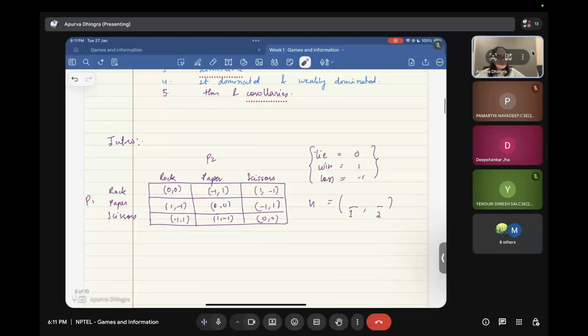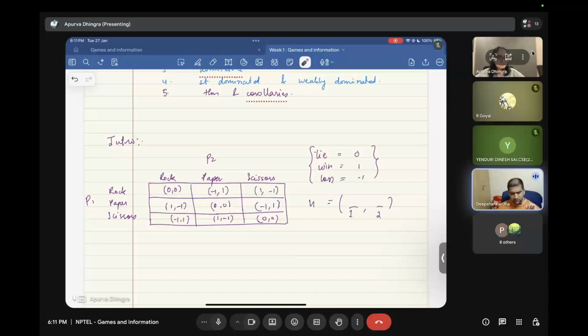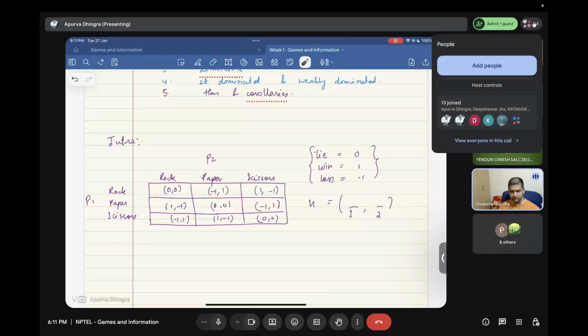Any doubts so far? Ma'am, I can ask you a question. Like, this rock, paper, scissors can be considered as a zero-sum game, right? Yes. Because the sum of utilities is equal to 0 in all the cases, so it can be considered as a zero-sum game. Yes. That's all. Yes. Thanks.